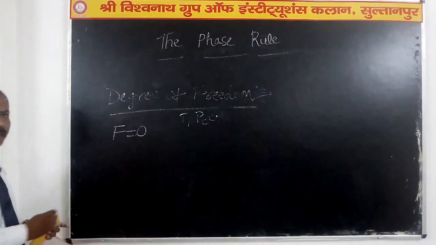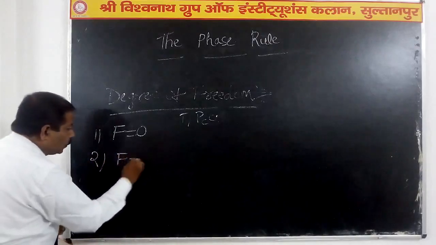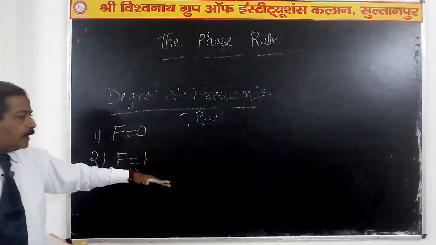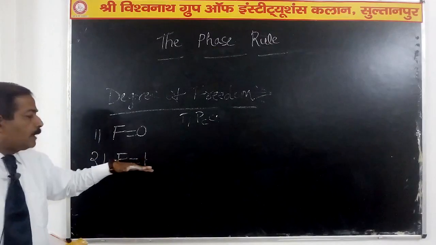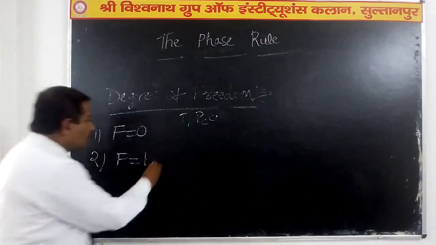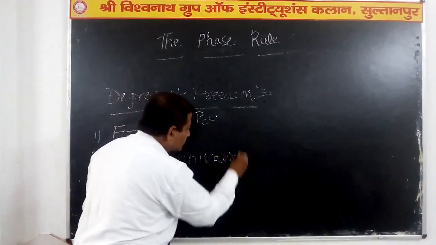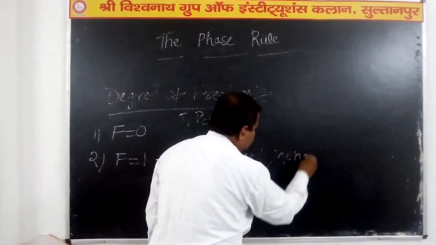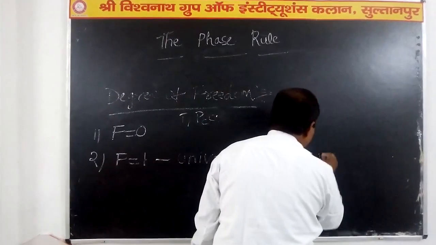Now let us take the second condition, when the value of F is equal to 1, or the degree of freedom is equal to 1. It means the system is monovariant or univariant.